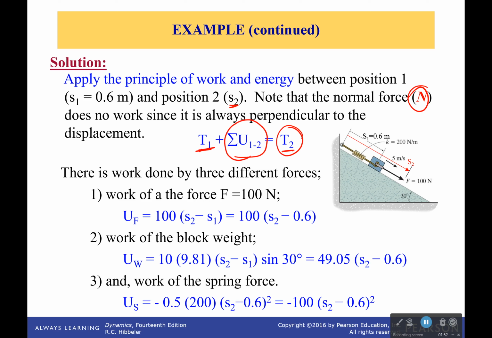Now, work of the 100 Newton force is going to be simply 100 times the displacement because they're in the same direction. Work of the block weight, yes, the weight does work because it is partially in the direction of my displacement, would be simply the mass times gravity, which is the weight, times my displacement, sine of 30, because it's not perfectly along that direction. Finally, the work of the spring is a negative work because it is pulling it backwards. It is not like that it's moving that direction. And it will be 1/2 times the stiffness constant times my displacement squared.